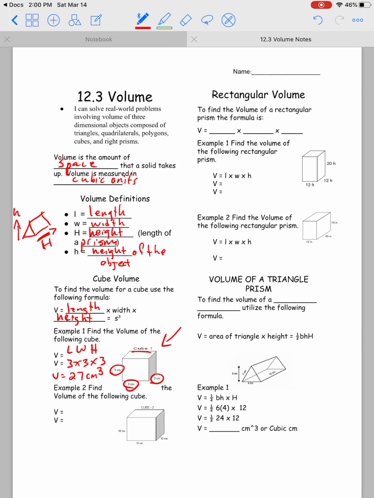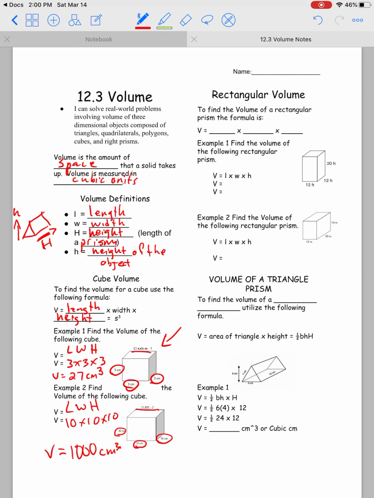Another one we can do, find the volume of the object below. Okay, it's another cube, 10, 10, 10. Length times width times height, or 10 times 10 times 10. Now, 10 times 10 would be what? 10 times 10 is 100, and then times 10 is 1,000. So the volume will equal 1,000 centimeters cubed.